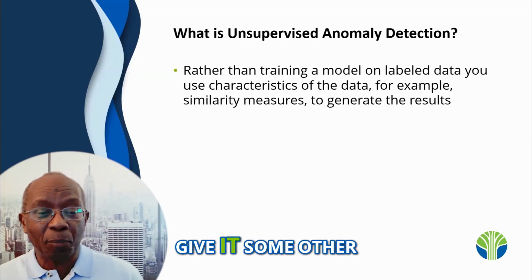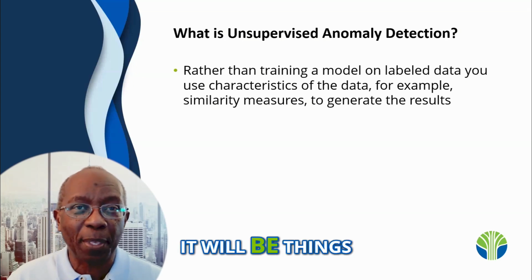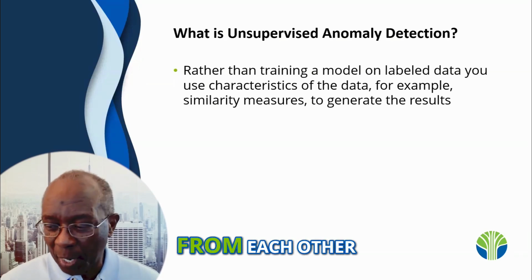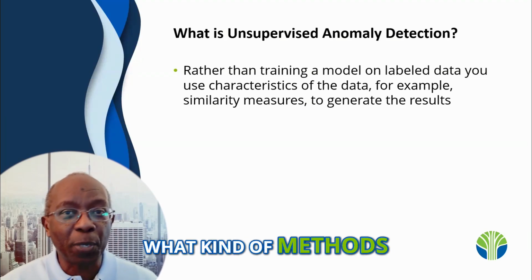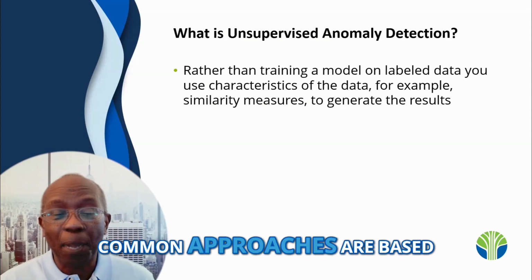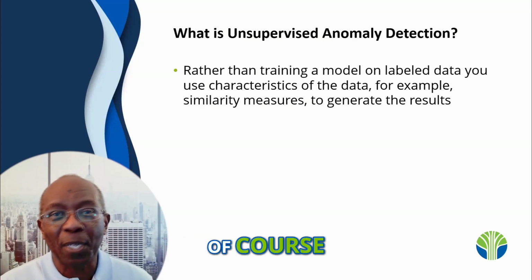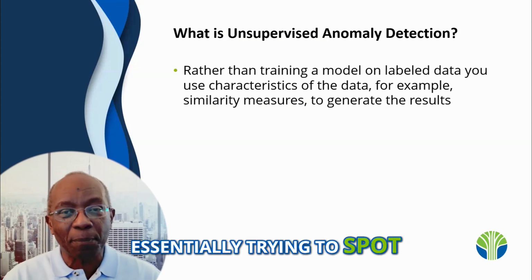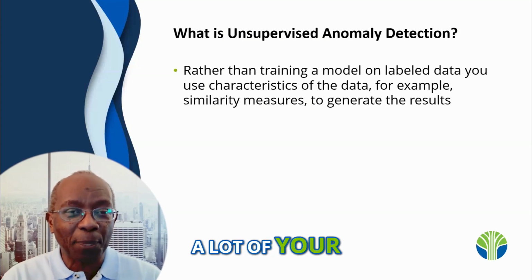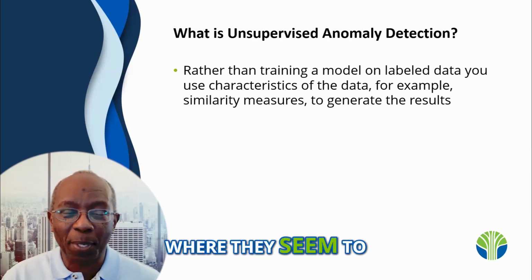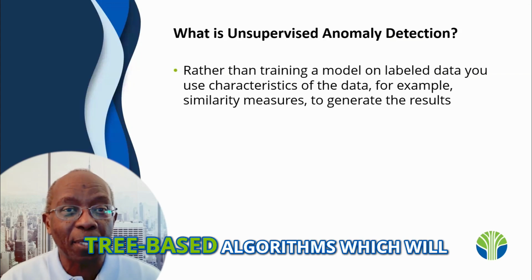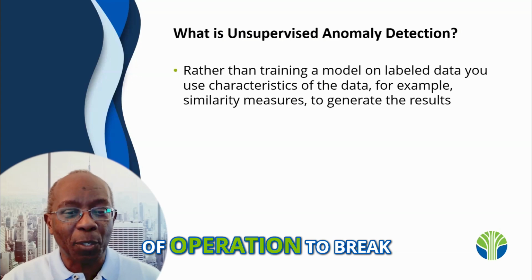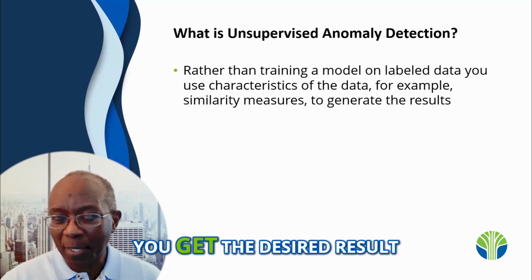Now, we do need to give it some other hints. Typically, it will be things like similarity measures. We need a number that tells you how far things are from each other. So what kind of methods do we have to do this? Well, common approaches are based on clustering, which is, of course, a big area of machine learning. Then there are some that are density-based, essentially trying to spot places where you have a lot of your data points and places where they seem to be all alone. And then there are tree-based algorithms, which will recursively apply some kind of operation to break up your data until you get the desired result.